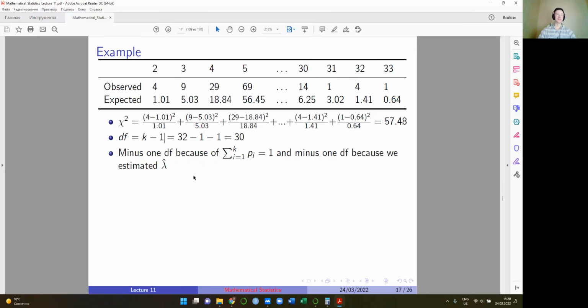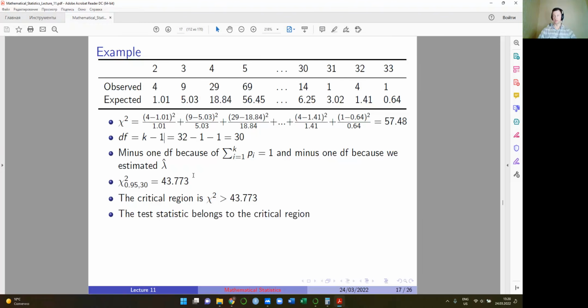At least some interaction. So the critical value, the critical region. So now we see that the test statistic belongs to the critical region, and we also can calculate the p-value. And based on the critical region, based on the p-value, we can state that the null hypothesis is rejected. Sorry, I forgot to place the null hypothesis here, but the null hypothesis was that our data has a Poisson distribution.